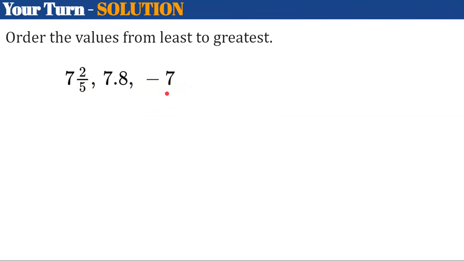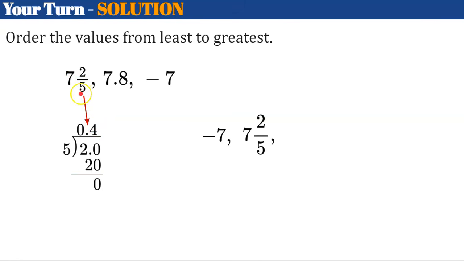Welcome back. So with these three, one strategy I have is I'm looking at them and only one value is negative. So I know that is my smallest value and I can start my least to greatest with -7. Then I'm looking and I have a fraction and a decimal. So I'm going to convert, if you're going to compare numbers, they should be in the same form. So I'm going to convert 7 2/5 to a decimal, this fraction to decimal. So 2 divided by 5, 5 is going to go into 20 4 times. 4 times 5 is 20, and I get a remainder of 0, meaning it terminates. So this is 7.4. 7.4 is less than 7.8, and there I have my values in order.